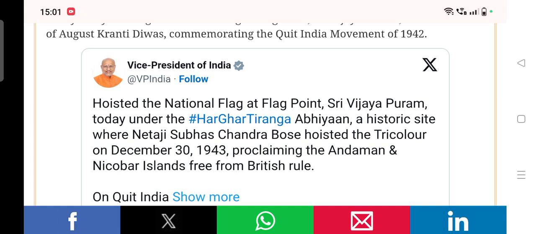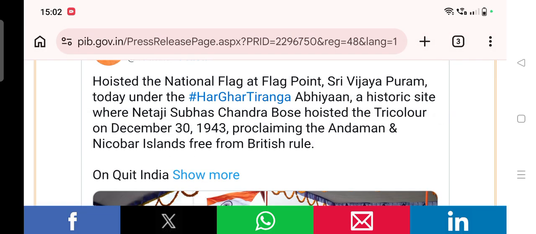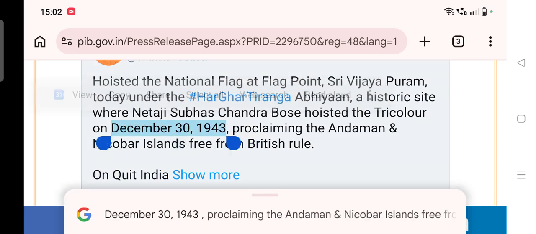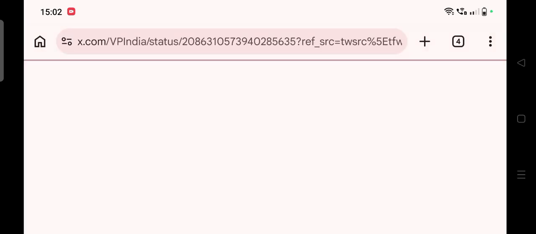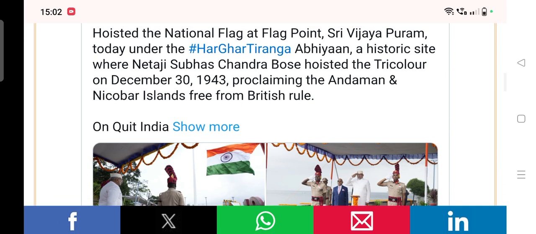See, this is something related with history also. Here you can see Netaji Subhash Chandra Bose. Because this is in the Andaman Nicobar Islands only, Subhash Chandra Bose hoisted the tricolor flag for the first time in Indian territory. So this date, December 30, 1943, is very very important, because a question may be asked like, when did Netaji Subhash Chandra Bose hoist the tricolor flag? So this date we got it. So that can be one of the important questions. Likewise, you have to ask yourself.